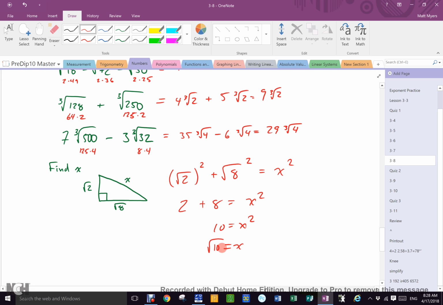No, square root of 10. Yeah, but that's not what you said. That's what I have written down. Excellent. Can you simplify that? Yay or nay? Nay, because that is 2 times 5. Are there any pairs there? No. So nay, we cannot simplify.